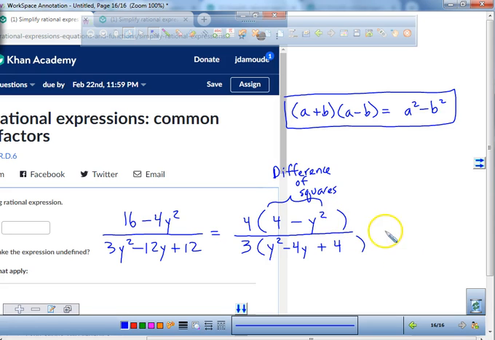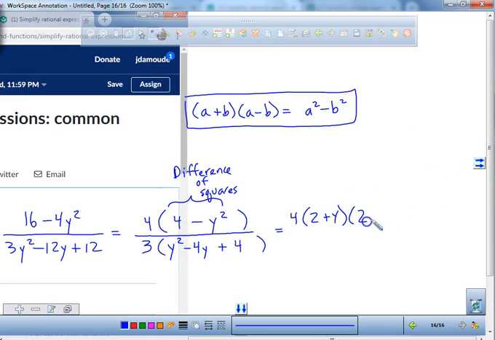Okay? Right here, let me explain to you what this is going to factor to. This is going to factor to 2 plus y, and it's going to factor to 2 minus y. The square root of 4 is 2. The square root of y squared is y. If you have a minus sign, it's always going to be a difference of squares. So that would be an example you would write down for a difference of squares. The bottom is not a difference of squares. This is called the sum of squares.